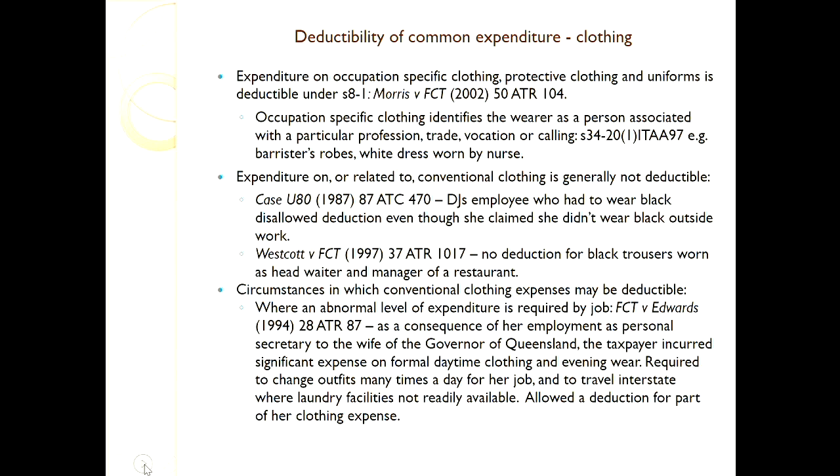If you have a case where it's something similar to this, it's a very unusual case, so I don't think you're going to find another case similar to this. But if you think that you've got a case in real life where the level of expenditure on clothing is very abnormally high, and it is required by the job, then it's possible to get a tax deduction. It's for that abnormal component of the expenditure. So let's have a look at FCT and Edwards. It's a really memorable case because it's very unusual.